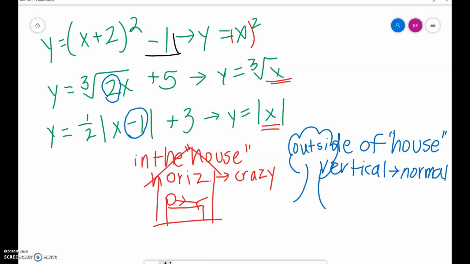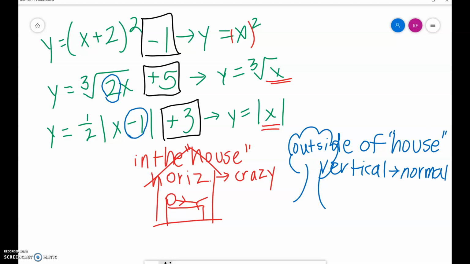are this minus 1 that's outside of the parentheses. That is a shift because it's being added or subtracted. So it's a vertical shift. If it's going vertically, it's either up or down. Well, it would be down 1 in that case because of the negative sign. Same thing with this plus 5, with this plus 3. Those are going to be vertical shifts because they're pluses. They're going to be up 5 or up 3.